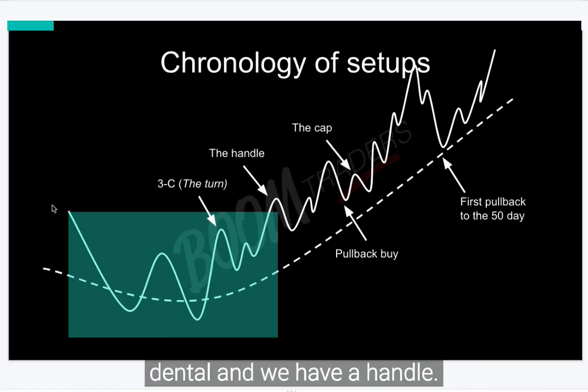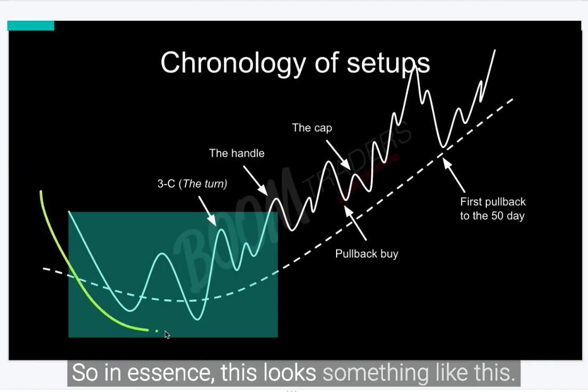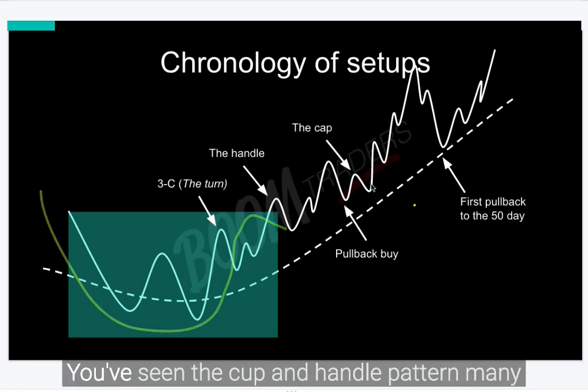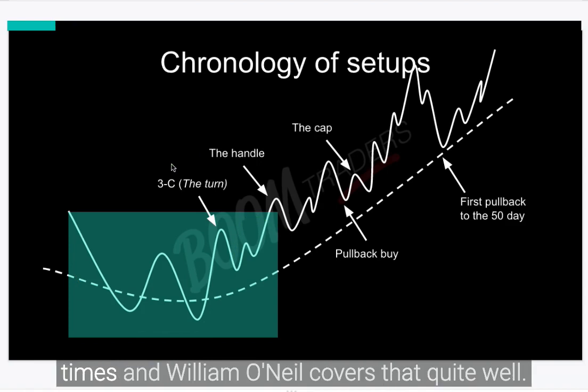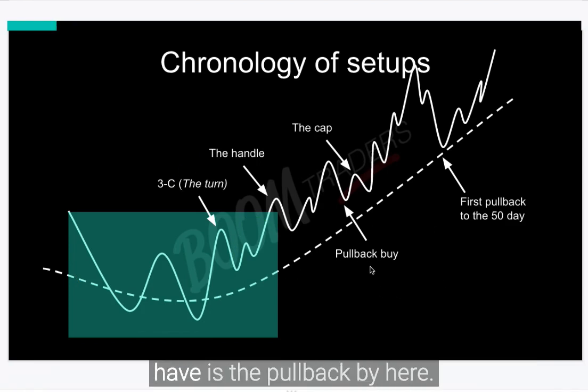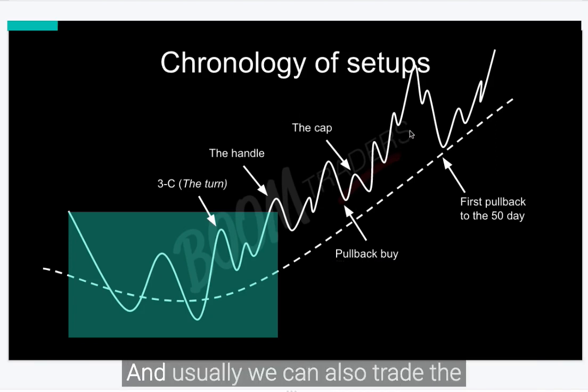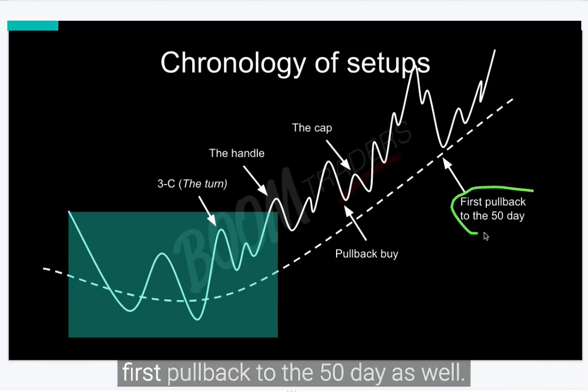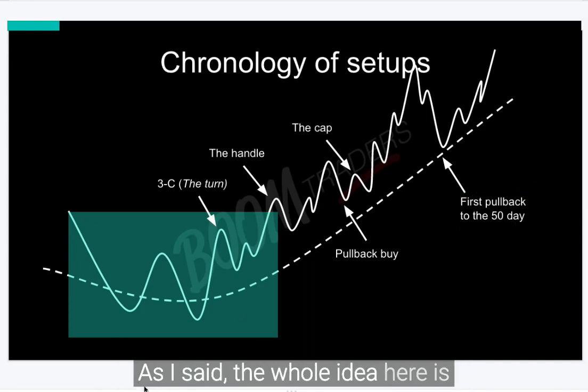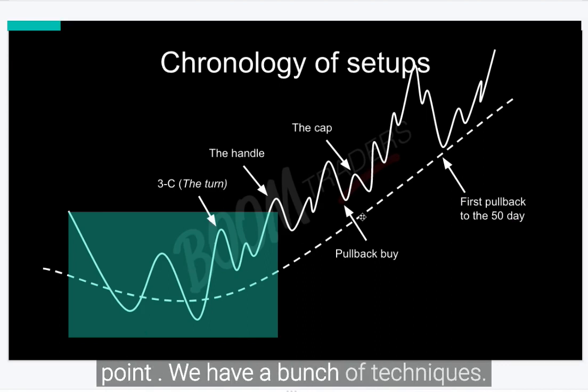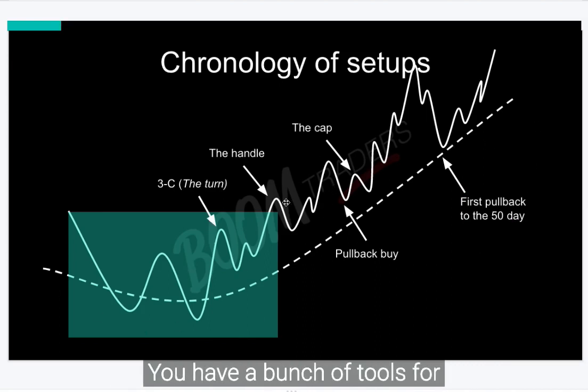From then on, we have a cup. In essence, this looks something like this. You've seen the cup and handle pattern many times, and William O'Neil covers that quite well. The next thing you have is the pullback buy here. We have a cup, and usually we can also trade the first pullback to the 50-day as well. As I said, the whole idea here is that we don't have a single buy point. You have a bunch of tools for you to jump into the trend.